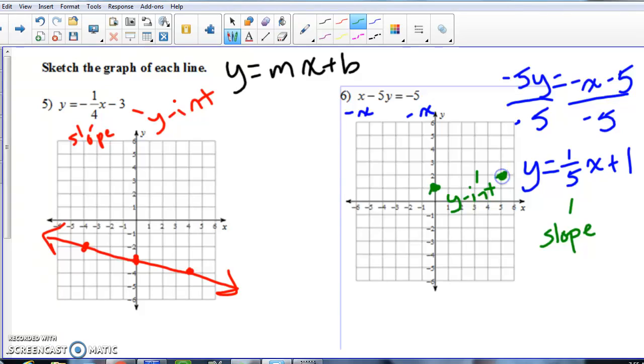Now, technically, oops, I'm not really sure why that jumped over there, but technically, I could also move that slope in the other direction because if it's positive 1/5, two negatives make a positive. So from my starting point, I could have gone down 1 and to the left 5. So I could have also been right here. Either way, those points lie in the same line. So I can connect that line. And there I go.